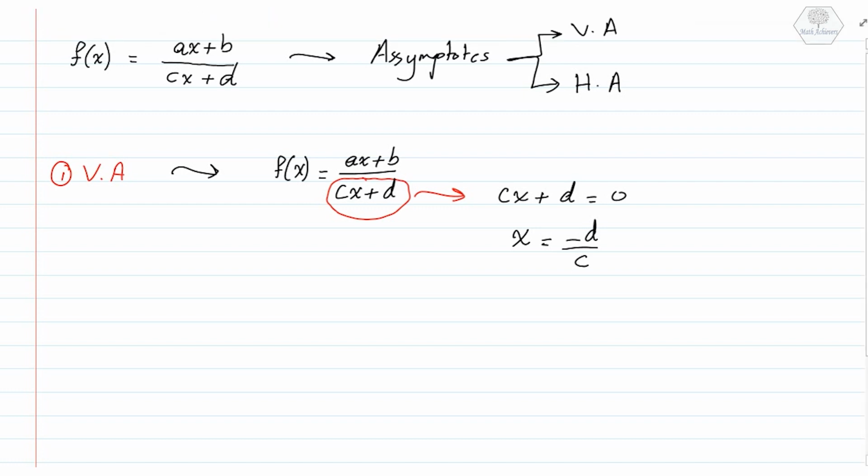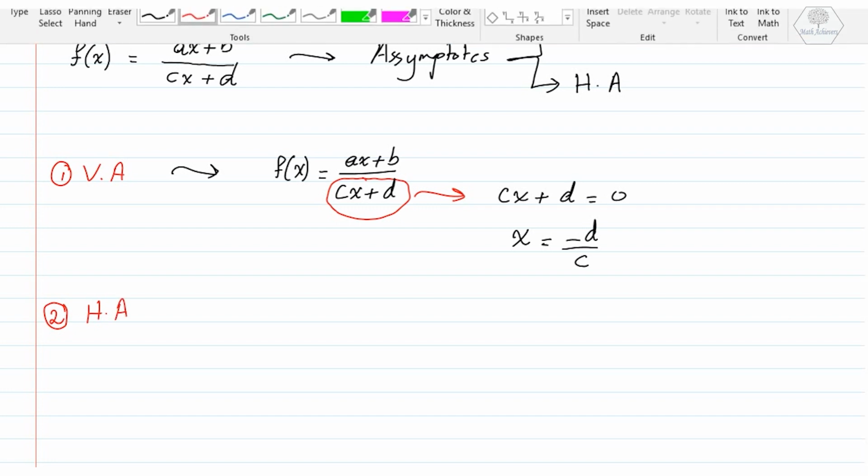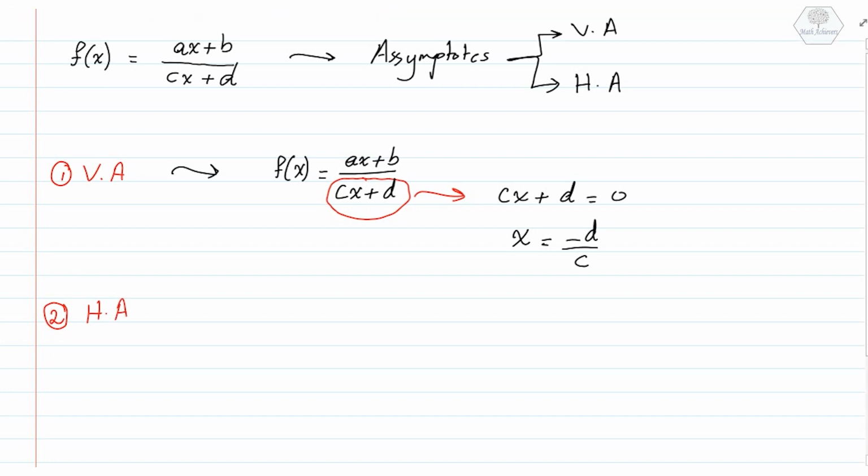Number 2, we need to find our horizontal asymptote. The horizontal asymptote is an equation of y. We can find it when x goes to infinity. So we need to find f of infinity, which is equal to a times infinity plus b over c times infinity plus d.